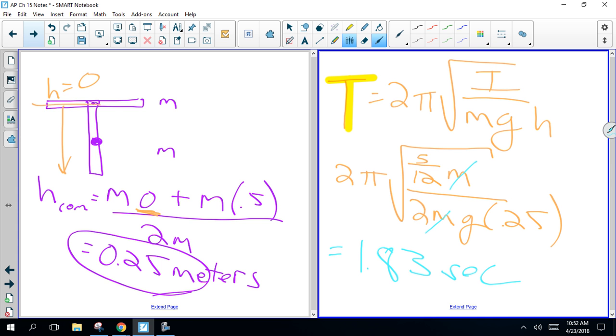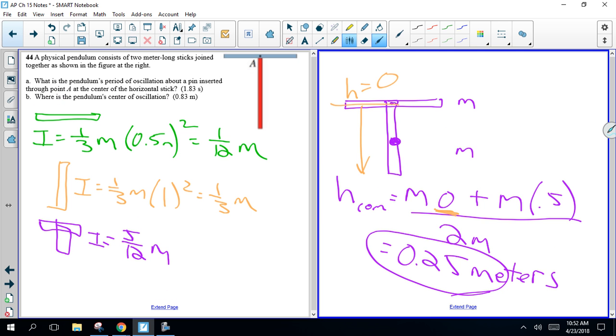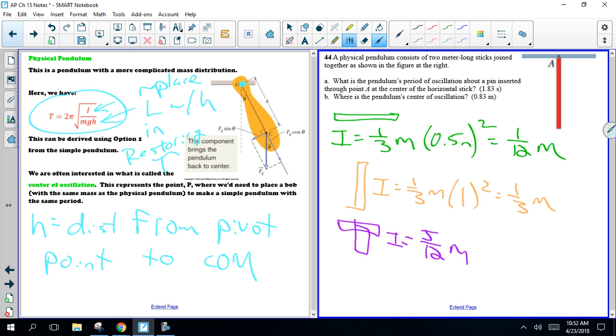Good? All right, one last thing, and then a quick demo, and then we're done. Is everybody good up to here? All right, now, another thing that you need to be aware of, though this is probably the last new thing that we're going to learn: center of oscillation.